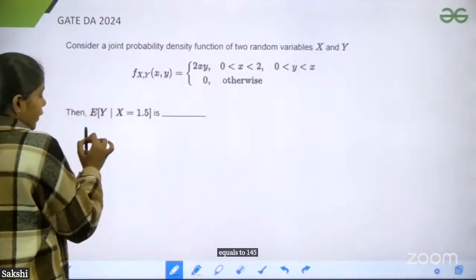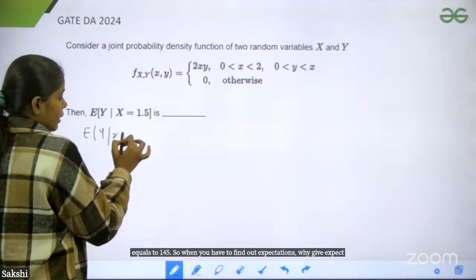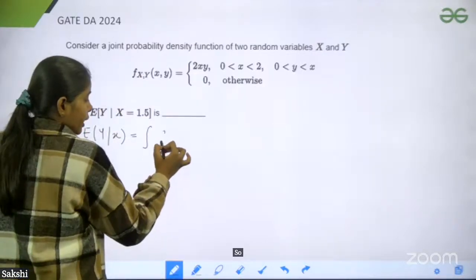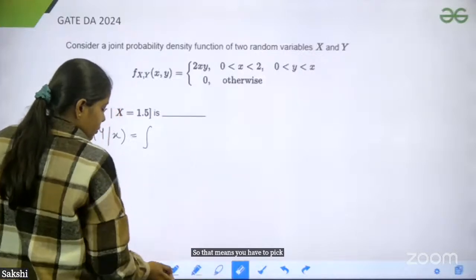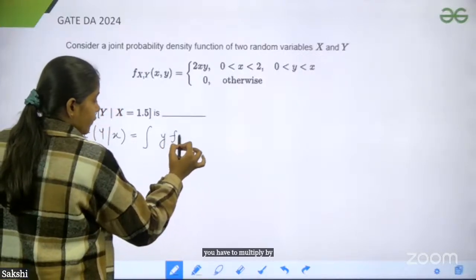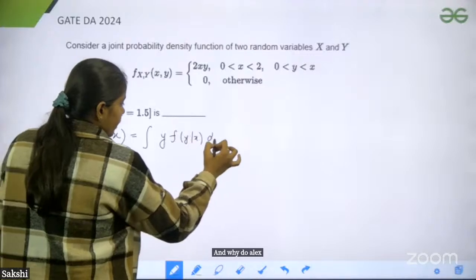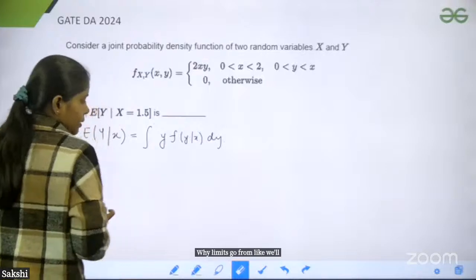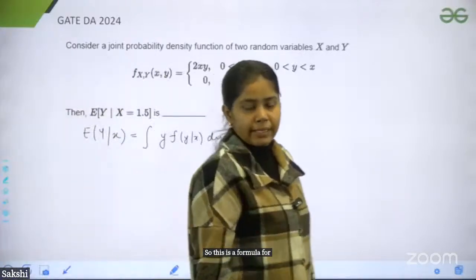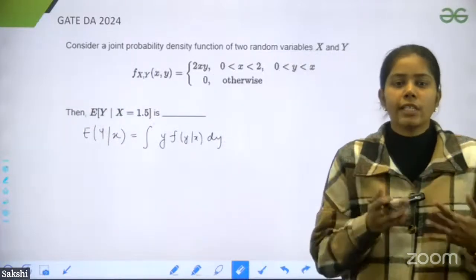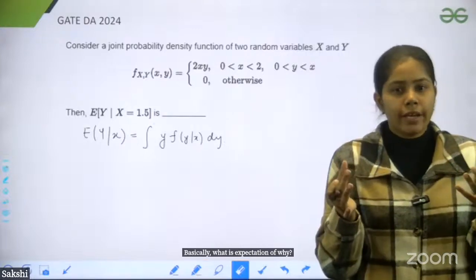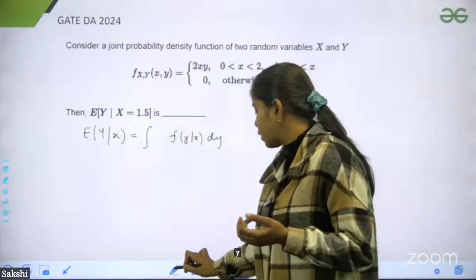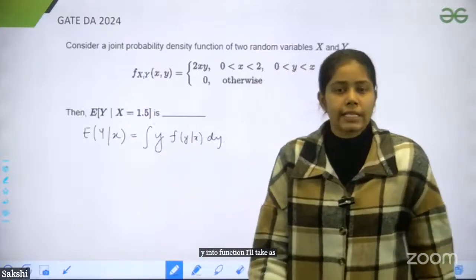When you have to find the expectation of y given x, because this is a continuous function, you have to multiply y by f(y given x) dy and integrate over the limits of y. We'll discuss the limits first. This is the formula for expectation of y given x. Basically, what is the expectation of y? Y into f(y). Here, the expectation of y given x will be y into the conditional function, because they are asking for a conditional expectation.